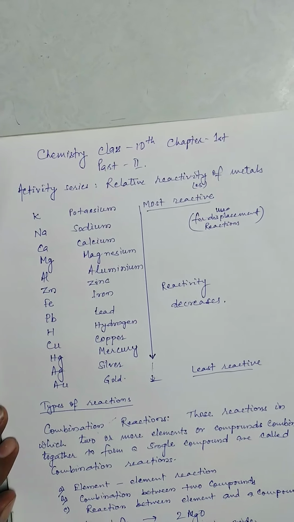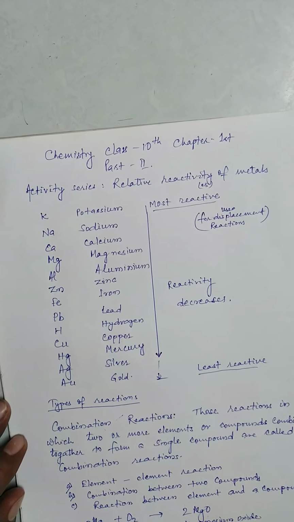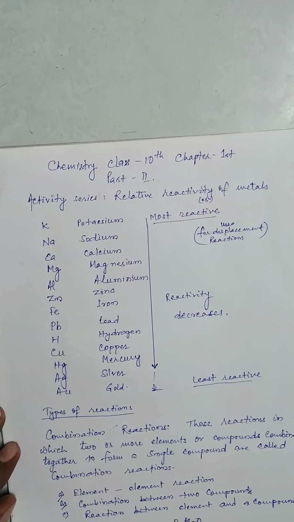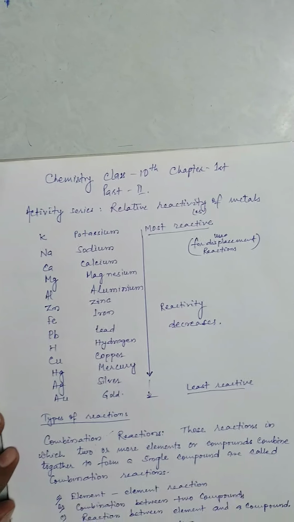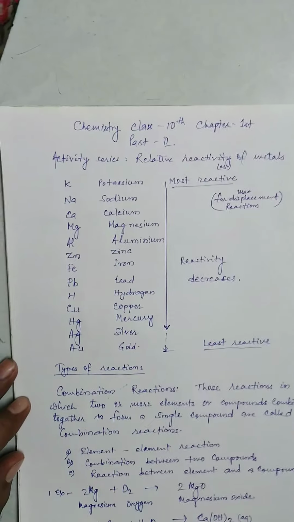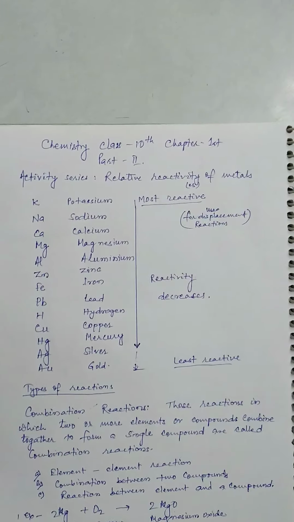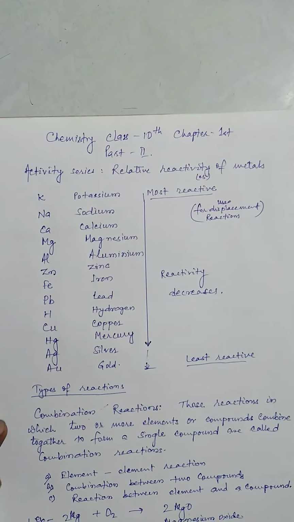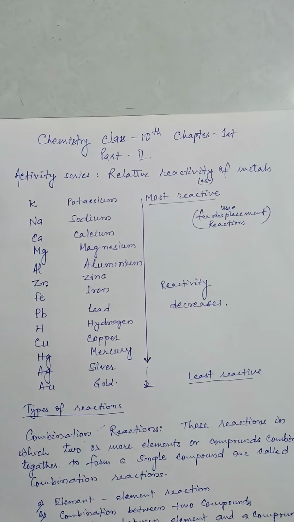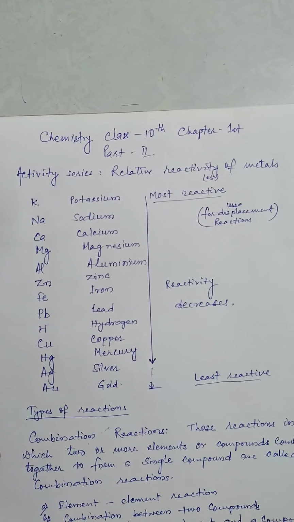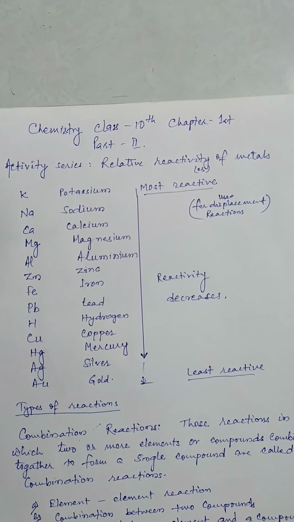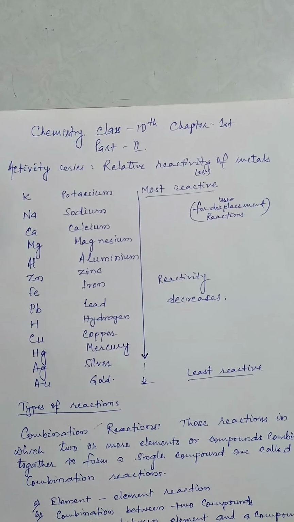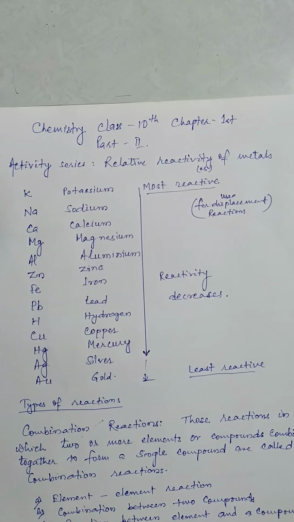The types of chemical reaction are important for the activity series. This series is used for displacement reactions. The most reactive element is potassium, then sodium. Potassium is the most reactive element and gold is the least reactive element. From top to bottom, the reactivity decreases.